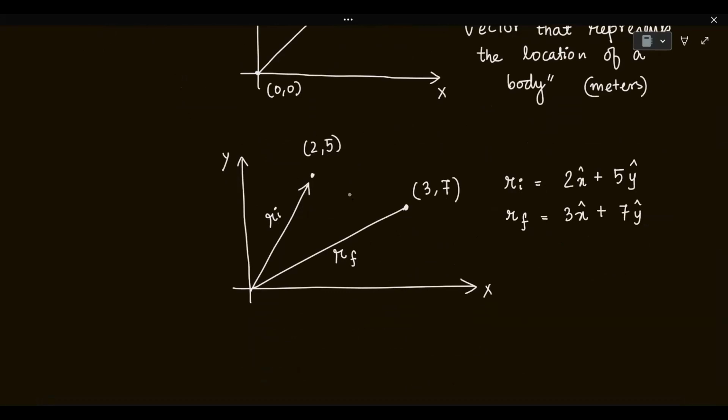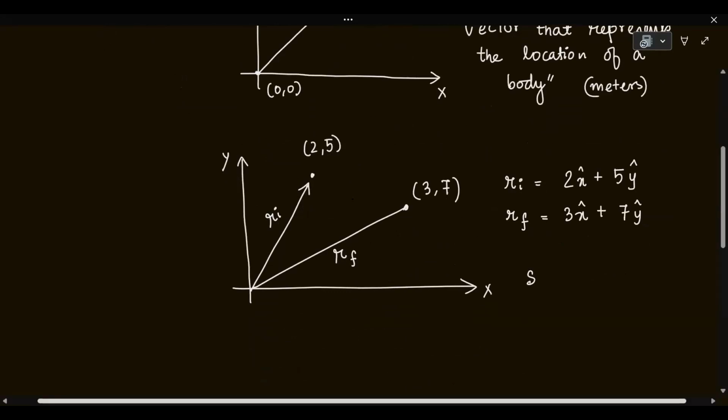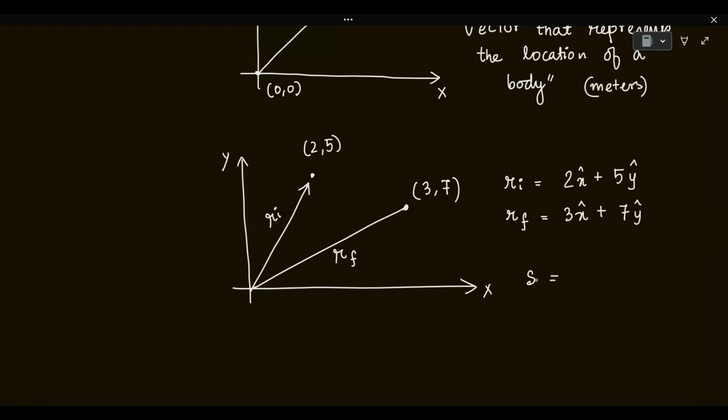Nice. Guys, tell me, how do I find out displacement? I have initial position and I have final position. Use your intuition. Tell me, how do I find out? Final minus initial position. Very nice. The final position minus initial position. Now, if you remember from bridge course, how do you subtract these two quantities?